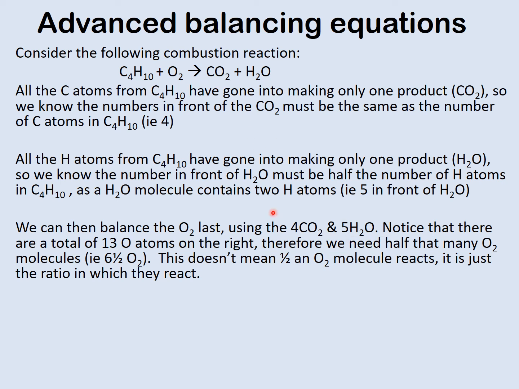Now, to get 13 oxygens, that's going to be a problem with O2. However, we can literally just half that number, which of course gives 6.5. That might make you a bit worried, because I hope you fully appreciate you're not going to have half an O2 molecule reacting, but the point here is this is just a ratio. So that means it's perfectly acceptable to write fractions to balance equations. So therefore you would get an answer of 6.5 O2, 4 CO2, 5 H2O.